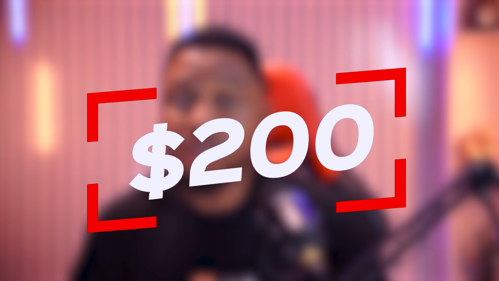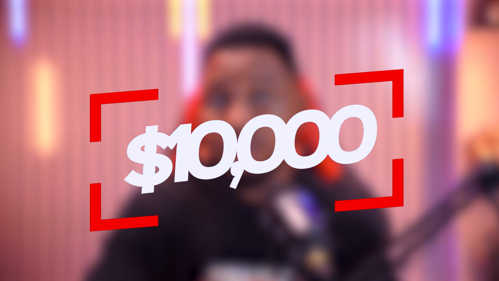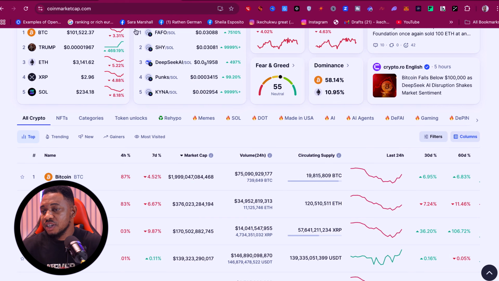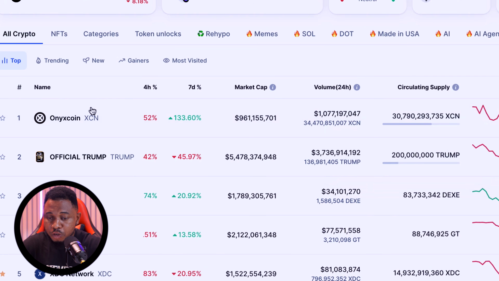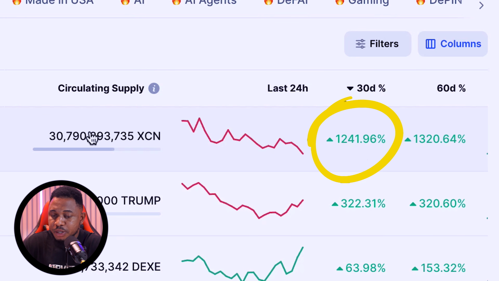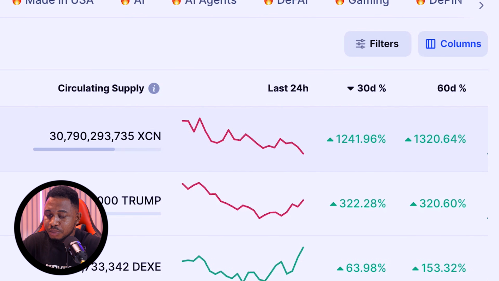So if I have $200 and I'm looking to make $10,000, now this is how I'm going to do it. First, I'm going to go to this website called coinmarketcap.com, and I'm going to filter this by 30 days. And this coin right here has done 1,241% in the past 30 days.